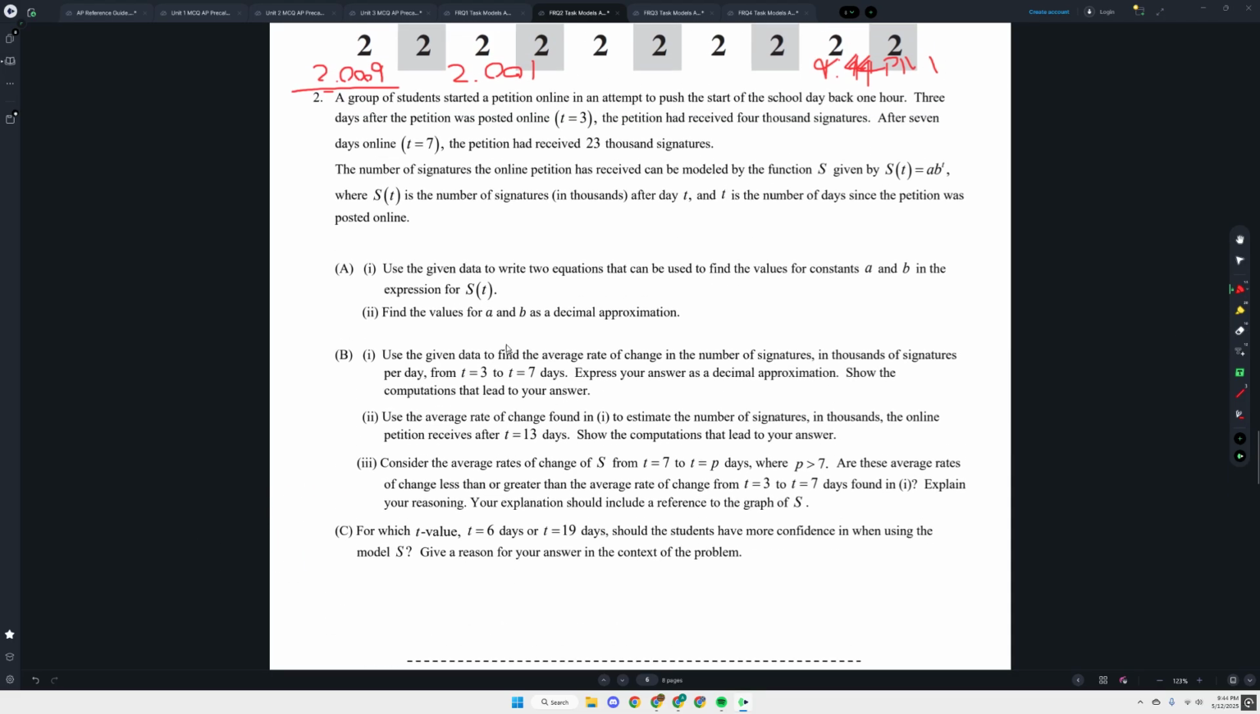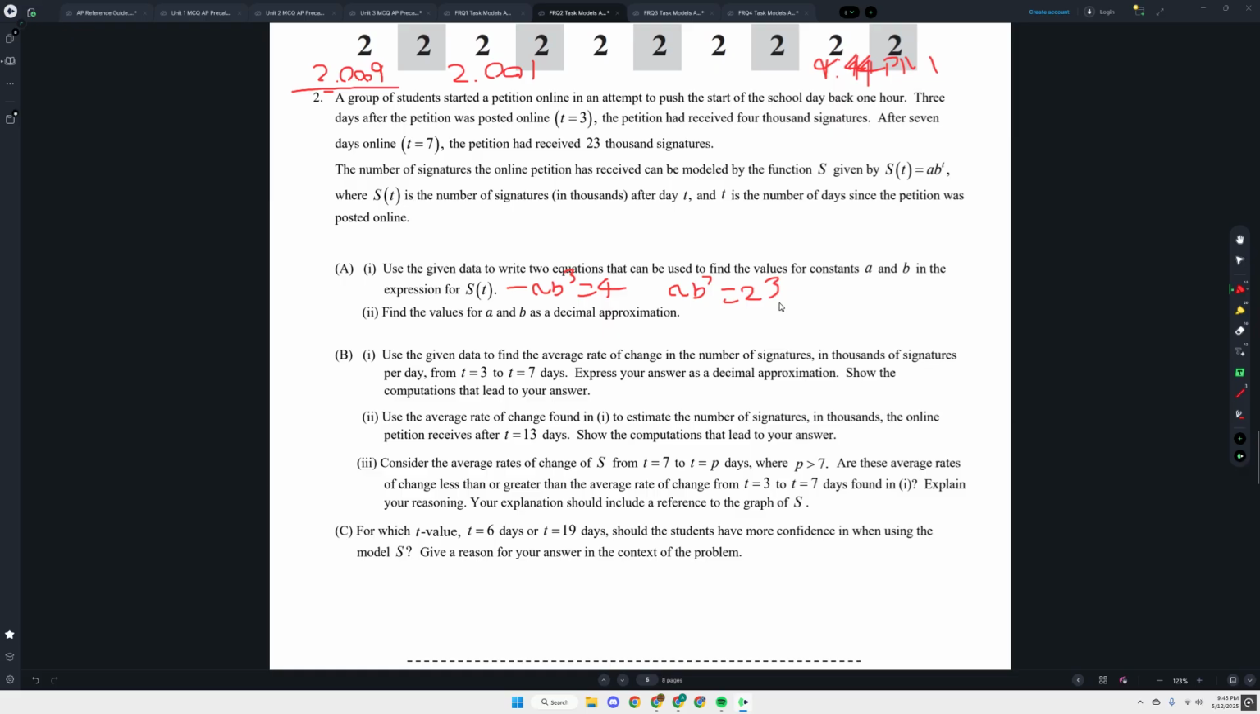So first, the answer for part A of I. The two equations would be A times B to the 3 equals 4 and A times B to the 7 equals 23. Any questions on part A of I? No? Okay. Alright.